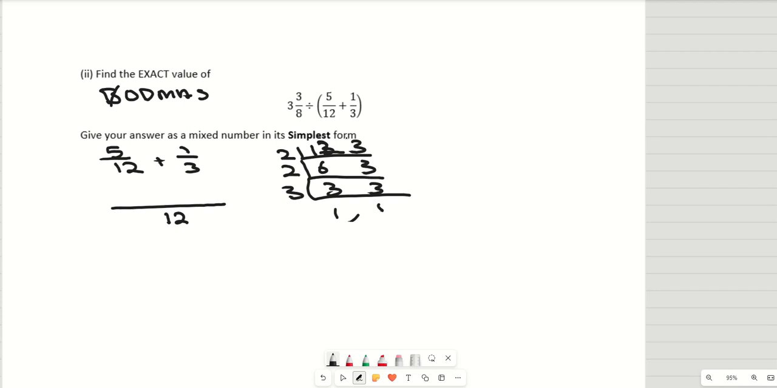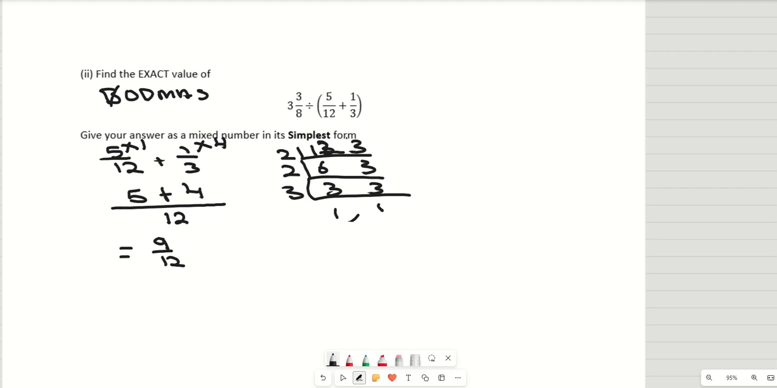Then your next step is to compare your denominator and your LCM. How many times can your denominator go into your LCM? 12 goes into 12 once, so you multiply the numerator of that fraction by 1. 1 times 5 is 5. Plus 3 could go into 12 4 times, so you multiply the numerator of that fraction by 4. 5 plus 4 is equal to 9 over 12.